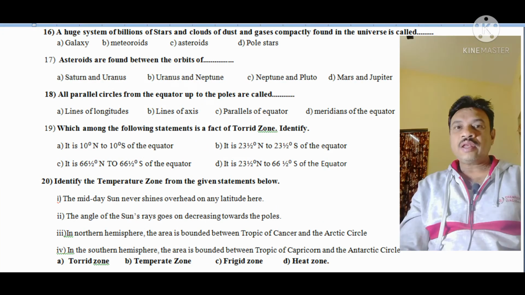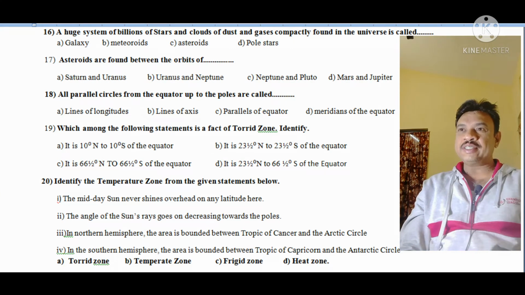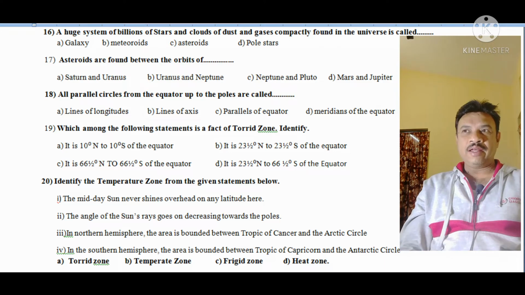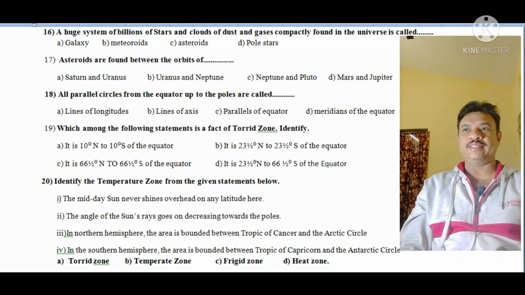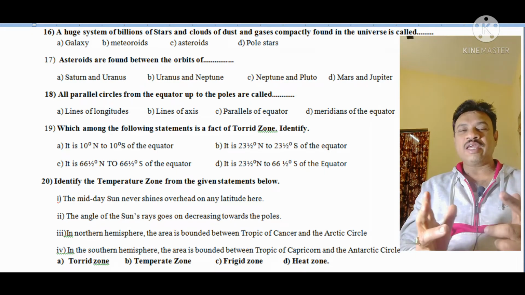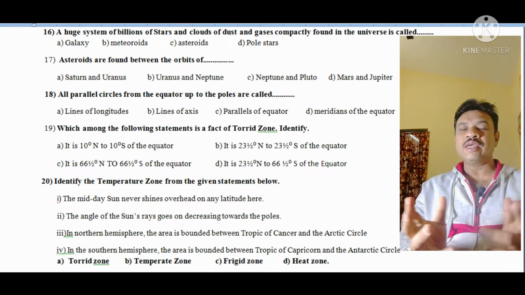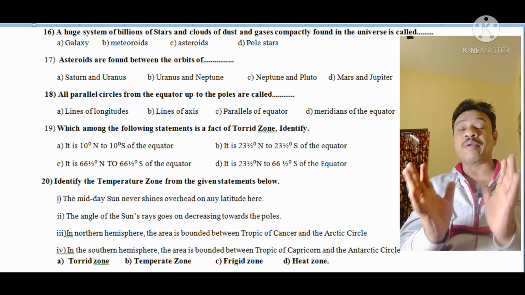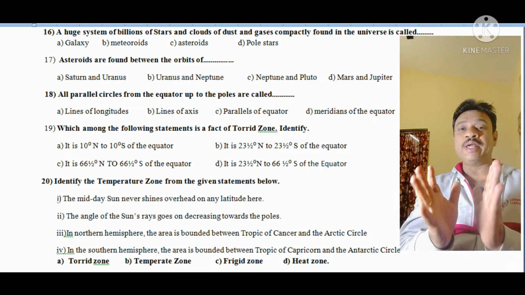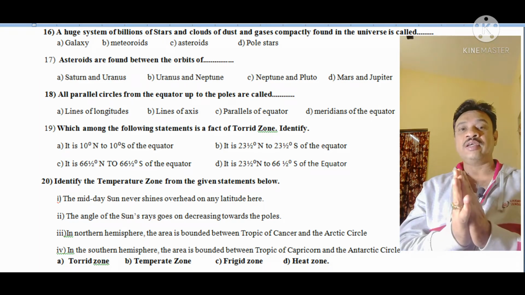Okay. Now question number 16. A huge system of billions of stars and clouds of dust and gases compactly found in the universe is called what? Whether it is a galaxy, meteoroids, asteroids, or pole star. Since I have already told you, galaxy in Greek means milky, or something looking bright at one place of the sky or in the universe.